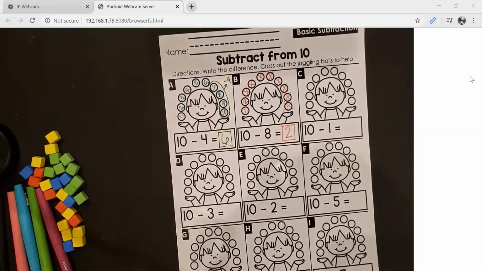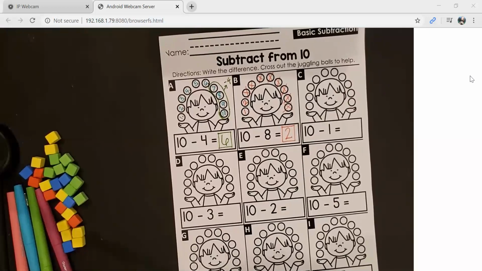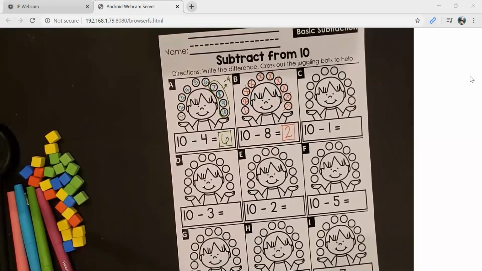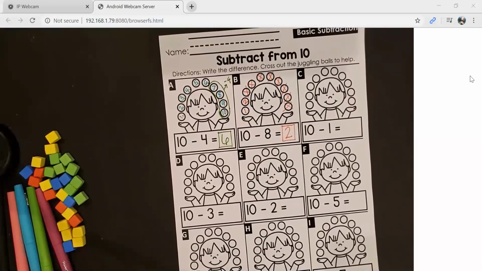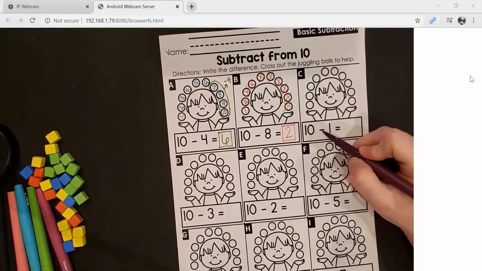let's see, Robbie had 10 balls he was juggling, and he dropped 8 of them in the mud. How many did he have left over? 2. Good job. All right, the next one is 10 take away 1.